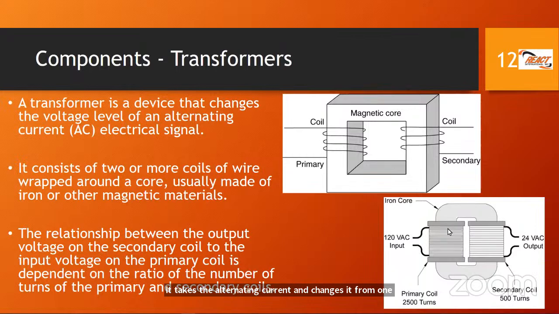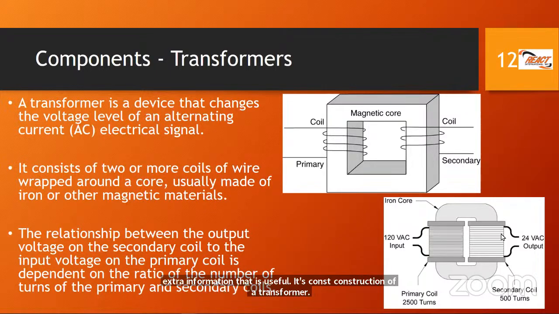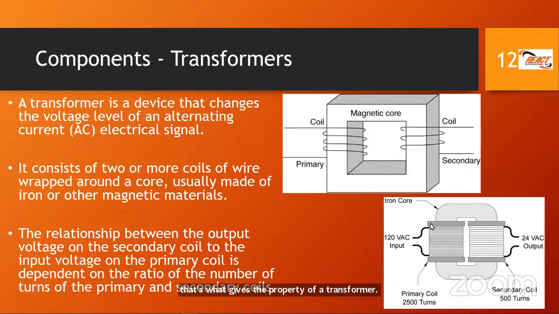Again, extra information that is useful. It's the construction of a transformer. It's normally two coils. So this is one coil, this is another coil, and you have a core here. And that is what gives the property of a transformer. You have magnetic induction, and it causes a voltage to be induced on the other side, and therefore you have a voltage which could be the same, it could be less, or it could be more depending on the ratio of the number of turns.